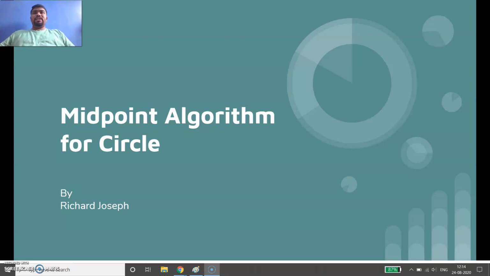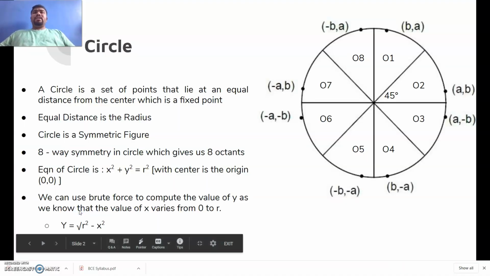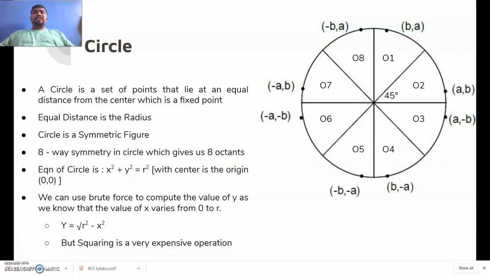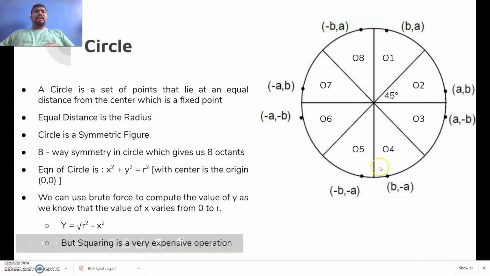So let's get started. Now, as we all know, a circle is a symmetric figure. So we can see that a circle is a set of points that lie at an equal distance from the center. If I say that this is the center, then all the points lie at an equal distance from the center. And what is that distance? That distance is nothing but the radius, right?